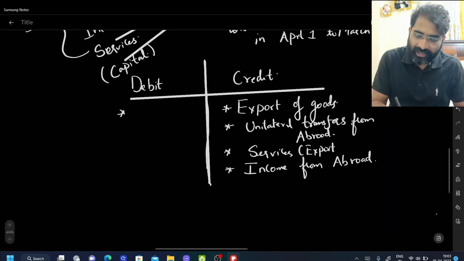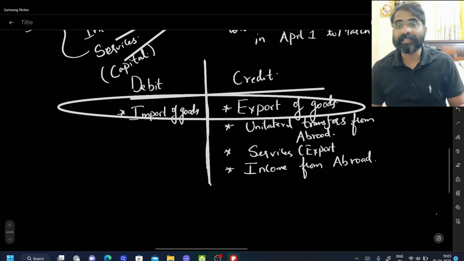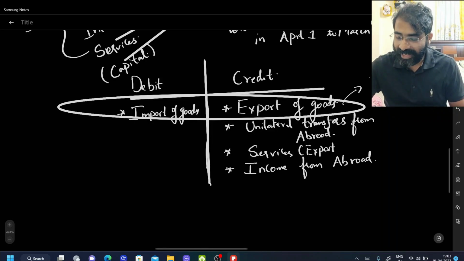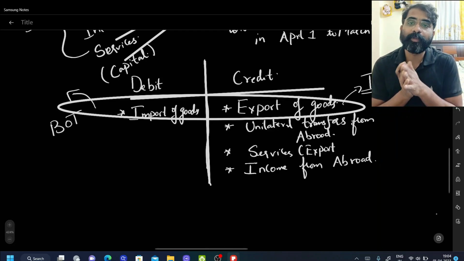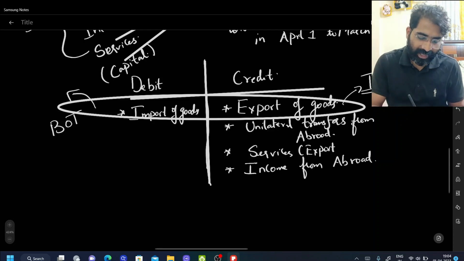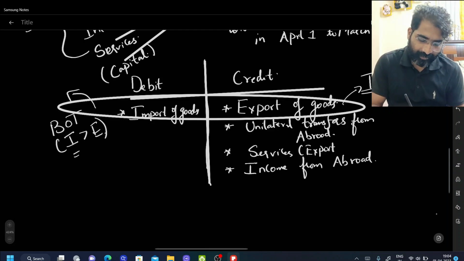Debit should have something like import of goods, the visible aspect. This visible aspect, we also call it as the balance of trade. When I use the word balance of trade, it talks about the difference between the exports and imports. And in India's case, we find that import is more than export, or we have something called the trade deficit.